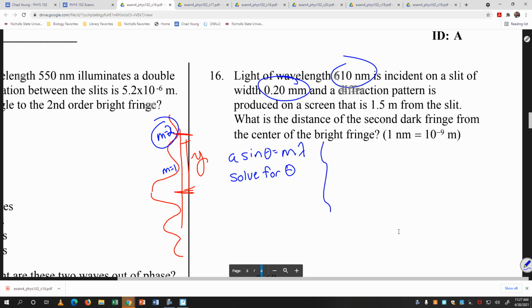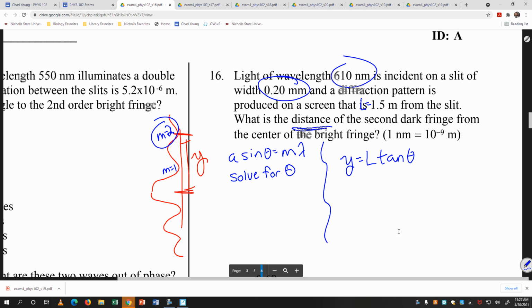Okay? Then, after I solve that for theta, to find the distance, I say y equals L tan theta, where L is this 1.5. I'm not going to go through all those numbers because they're very similar to the problem that we did before. But they're different too, mainly that the order numbers refer to the dark spots, not the bright spots. Practice with that, practice, because when you get to single slit, you have to shift gears a little bit.